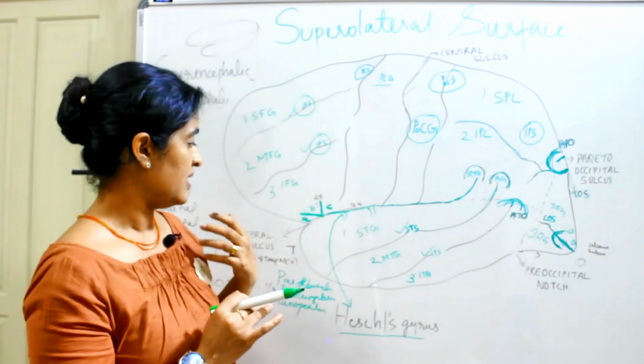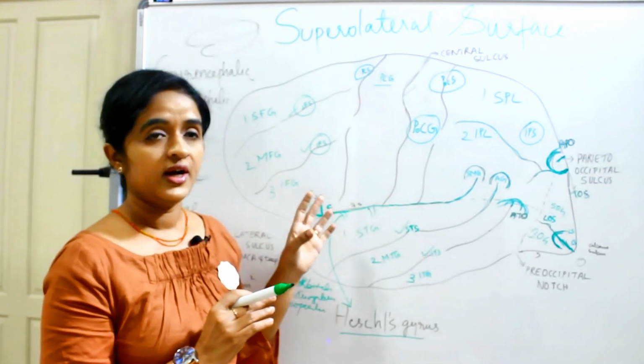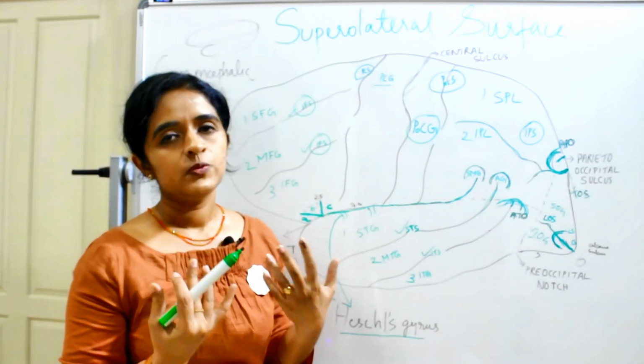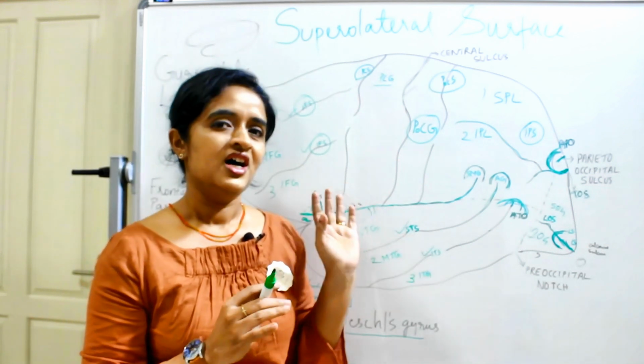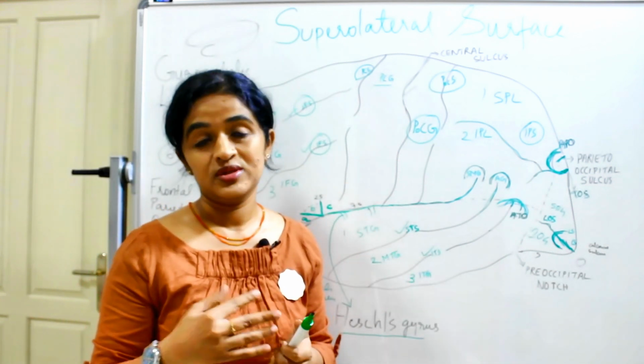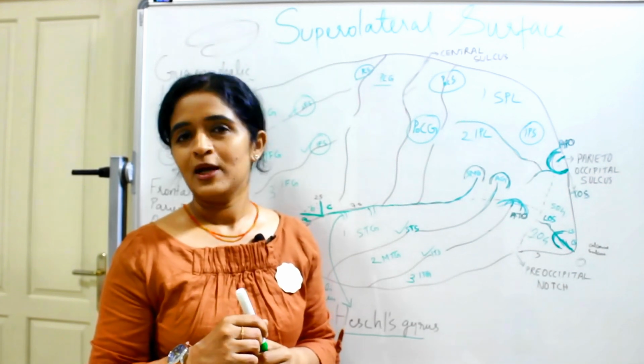The major sulci we have already discussed, and these are the minor sulci which will be dividing the superolateral surface into further subdivisions. And with the help of these subdivisions, we will move on to discuss the functional areas of the cerebral cortex and the applied aspects.